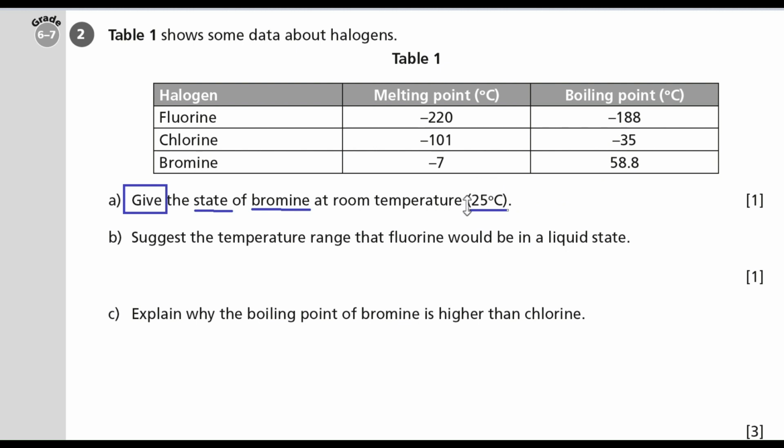And the room temperature, 25 degrees C, falls between these two values. This means bromine will have melted, turned from solid to liquid, but not yet boiled, so not yet turned from liquid to gas. Therefore, bromine will be a liquid at this temperature.